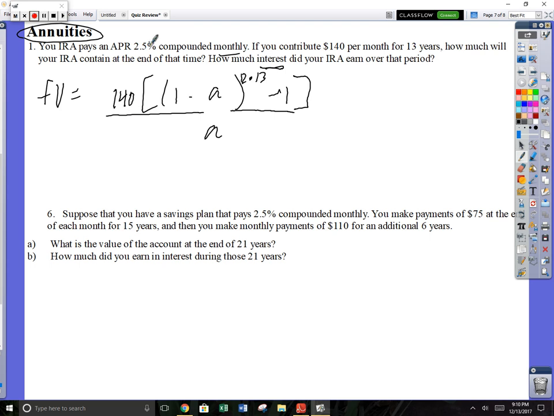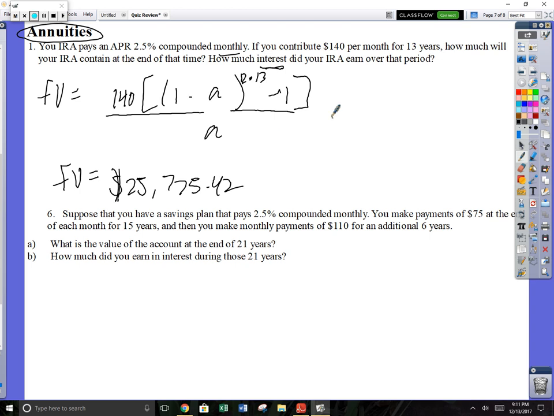Okay, now you just times them. Type this in exactly as it is on your calculator, and that will give you your future value. So type it in, hit enter, and the future value is going to end up being 25 grand, 775 and 42 cents.